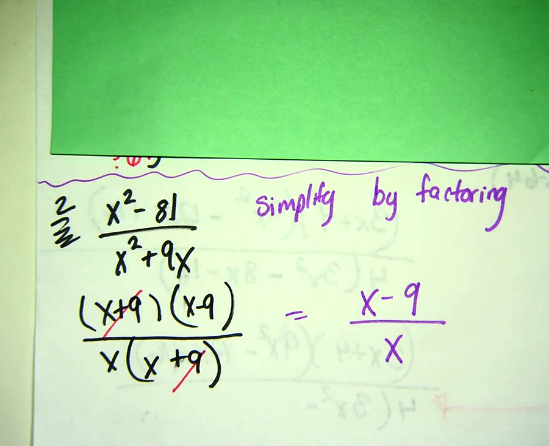Then let's take a look at the denominator. Notice how there are x's in the first term and the second term. So we're going to factor x out. Once we factor it, we're left with x plus 9. Now, let's look for even more common terms, where there's an x plus 9 in your numerator and an x plus 9 in the denominator. Notice how these are marked out. So now you're left with x minus 9 over x as your final answer.